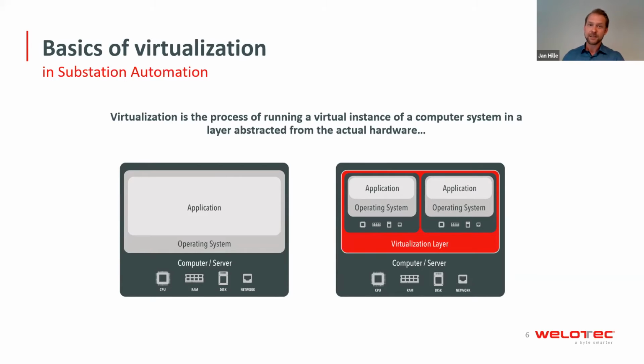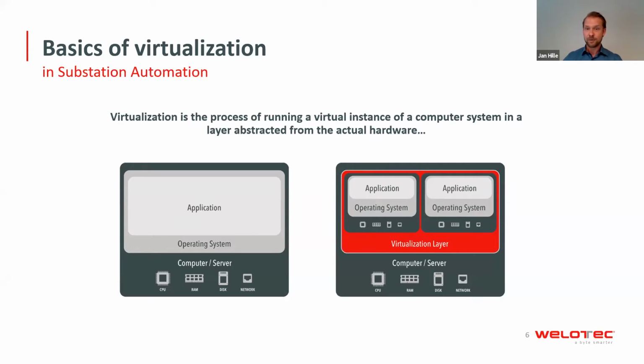What does it mean? On the left side, you see a classic computer or server system, which you might have chosen according to your application. So you choose the processor and the storage and the memory according to what you really need for your application. Then you install the operating system on the server, and then you install your application or applications which you want to run on that. This is a classical computer. We all know that. Most probably we are sitting in front of such a classic computer system.